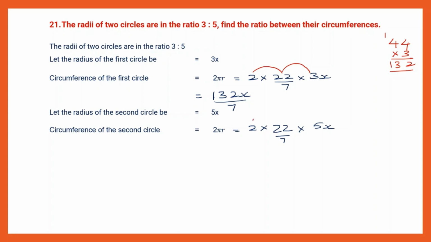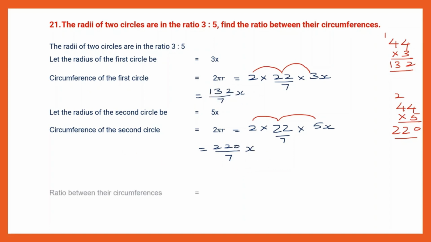Now let's multiply 2 into 22, 44. 44 into 5x. So first let's multiply 44 into 5. 5 fours are 20, carry 2. 5 fours are 20 plus 2, 22. So 220. So here we've got the circumference of the second circle to be 220x by 7. So we have found the circumference of the first circle to be 132 by 7x and the circumference of the second circle to be 220 by 7x.